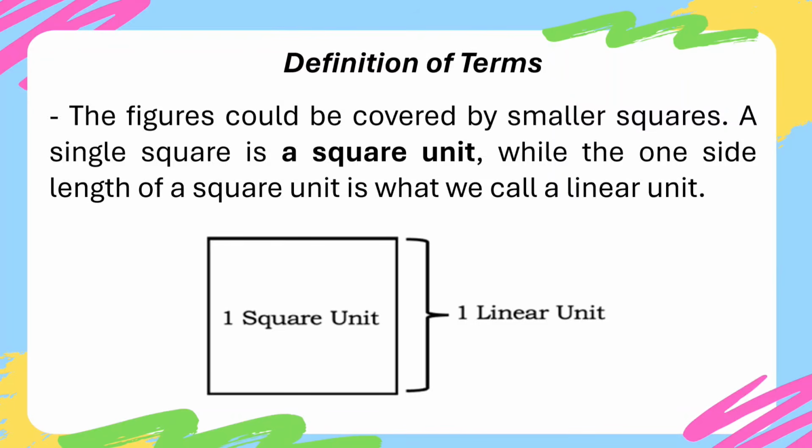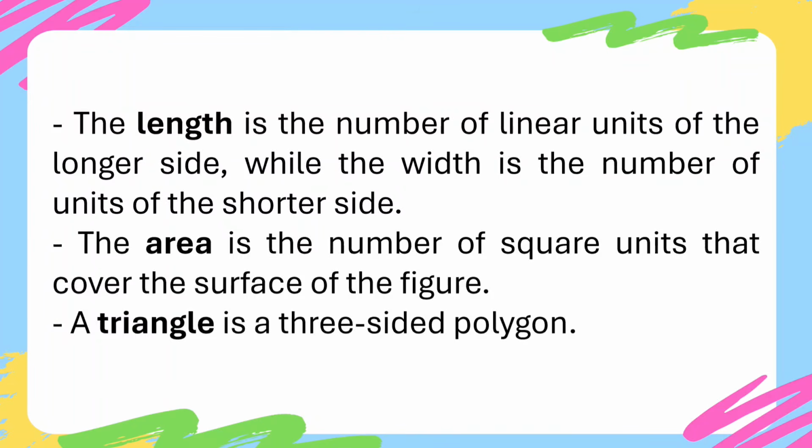The figures could be covered by smaller squares. A single square is a square unit, while the one side length of a square unit is what we call a linear unit. The length is the number of linear units of the longer side, while the width is the number of units of the shorter side. The area is the number of square units that cover the surface of the figure, and a triangle is a three-sided polygon.